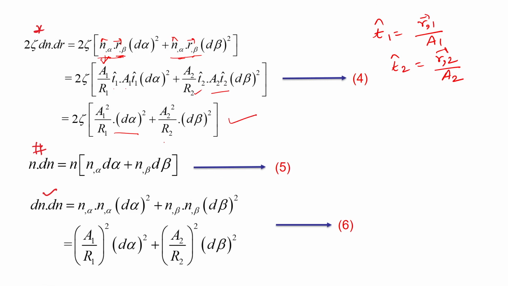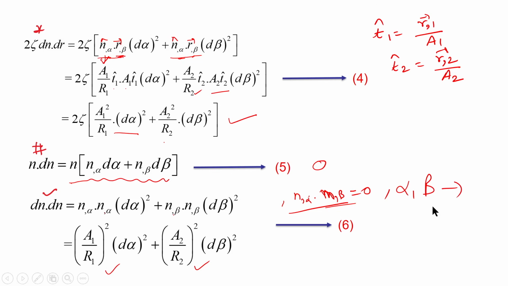Then n dot dn. So, equation number 5, this will give you 0 because n comma alpha is perpendicular to n. Similarly, n comma beta is perpendicular to n. Then dn dot dn, n comma alpha and n comma beta, again this will give you a1 by r square, a2 by r square, and already that n comma alpha dot n comma beta, basically mixed product, is going to be 0. We have assumed that alpha and beta are orthogonal to each other.